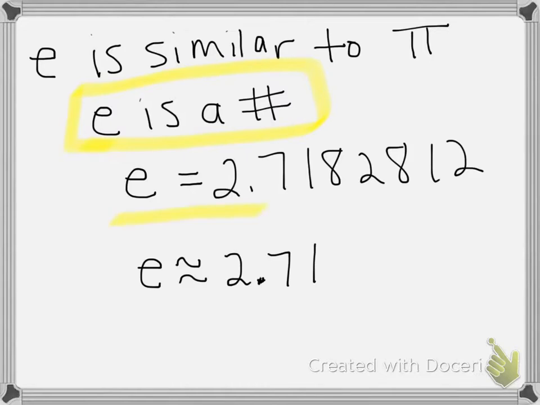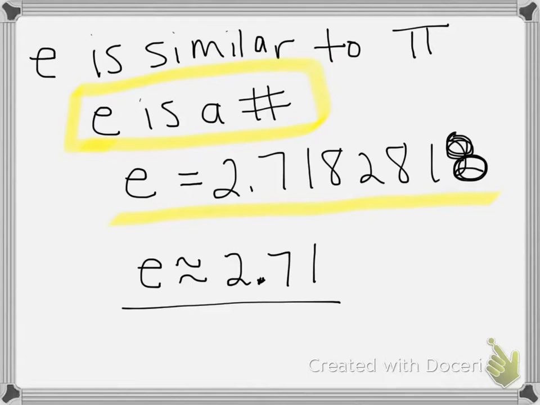So e stands for 2.7182812. Let's see, try it again. 2.7182881. That should be an 8 there. Not that you guys care, but it continues on in that pattern, and we approximate it as e is 2.71. Just like with pi, we generally say pi is 3.14. So with e, we're going to say e is 2.71.